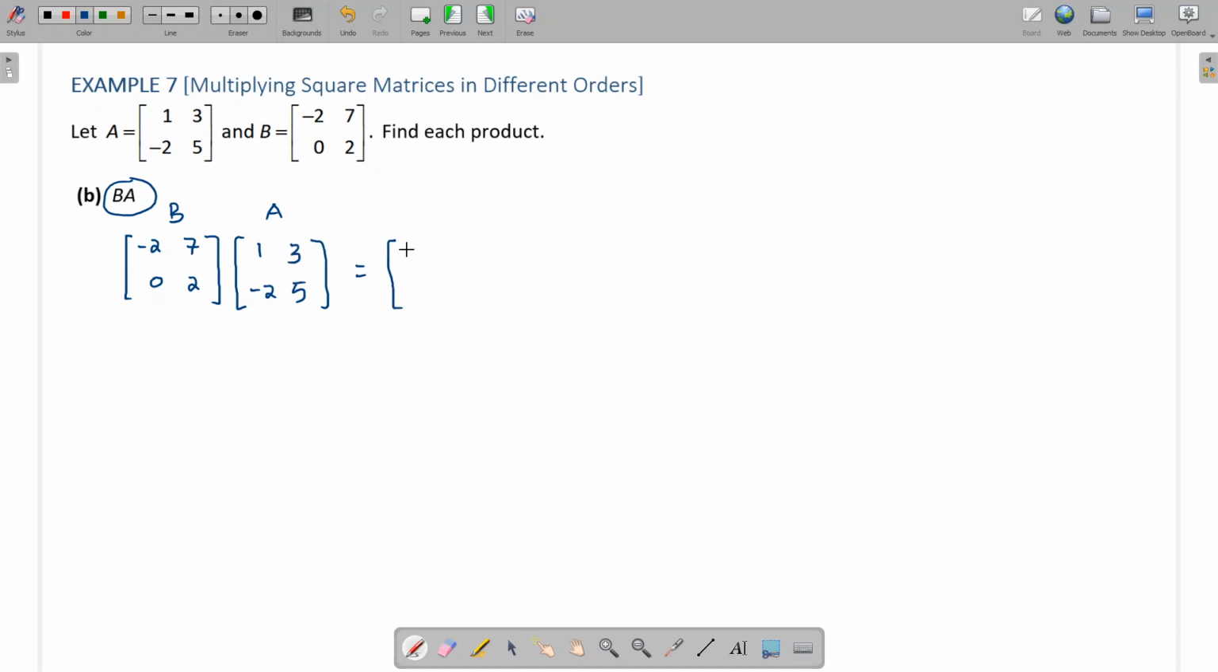So the first element is going to be -2 times 1, -2, 7 times -2, minus 14 there. Then first row by the second column, so that is -6 plus 35. And then second row by first column to get this element will be 0 minus 4. And then last one is 0 plus 10. All right, combining those gives us -16, 29, -4, 10. So this was the product BA.